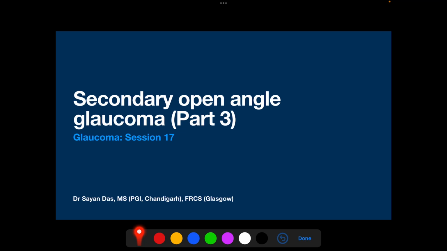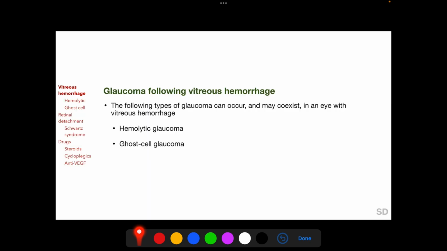Welcome. In this session, we'll be discussing the secondary open-angle glaucomas following vitreous hemorrhage, retinal detachment, and due to drugs, particularly steroids. Glaucoma following vitreous hemorrhage can be of two types, hemolytic glaucoma and ghost cell glaucoma, and both of them can coexist in the same eye.